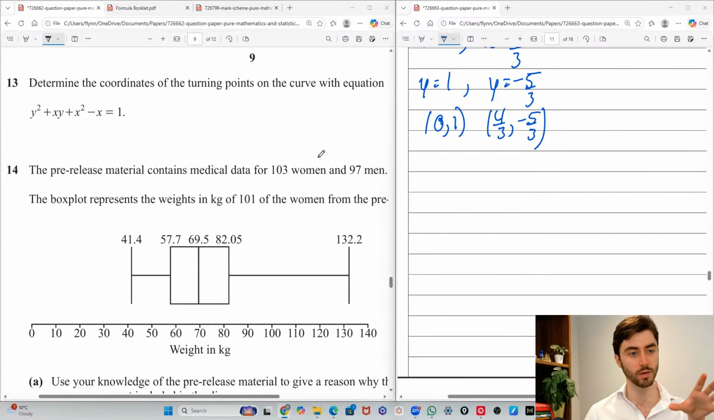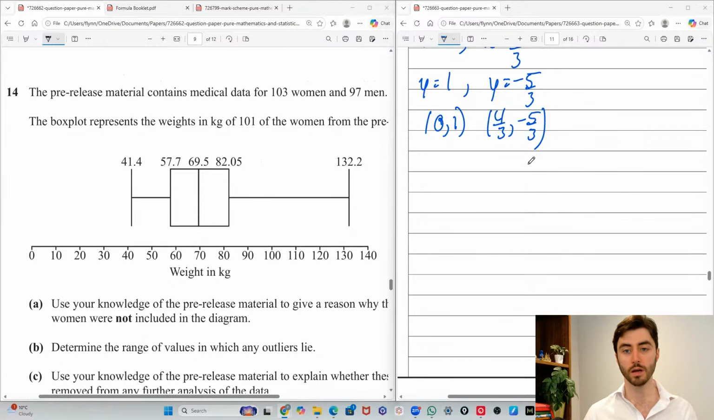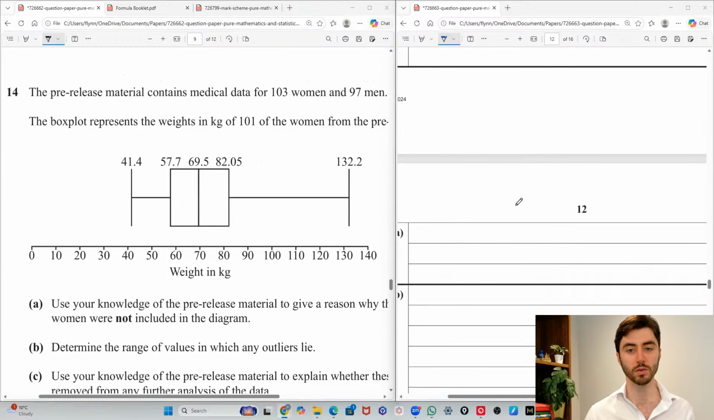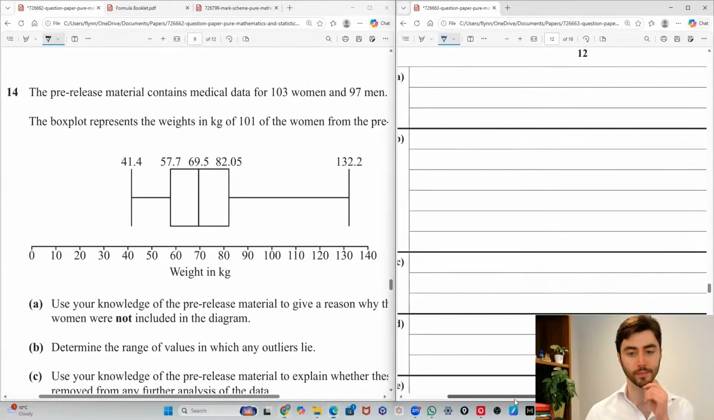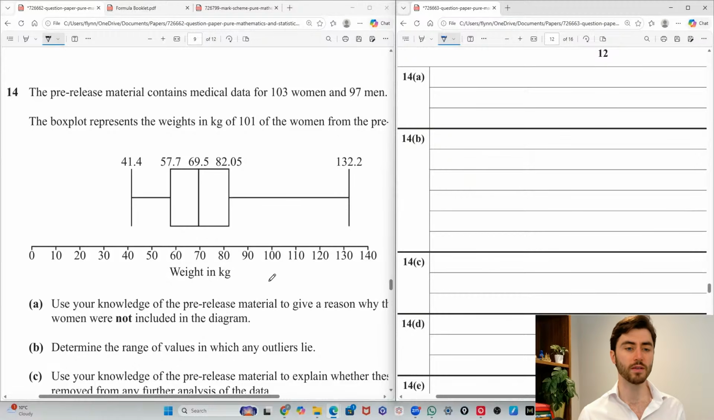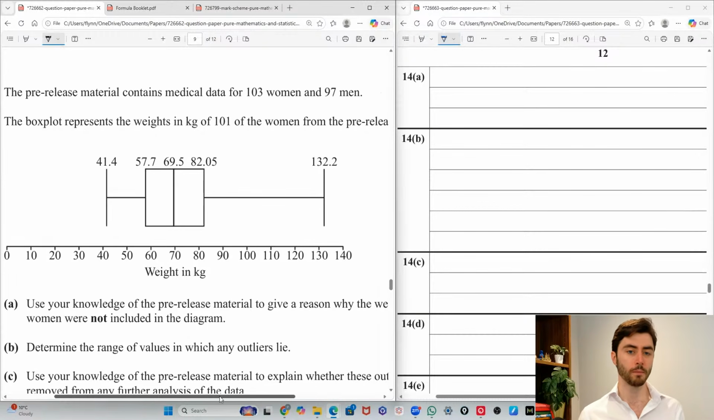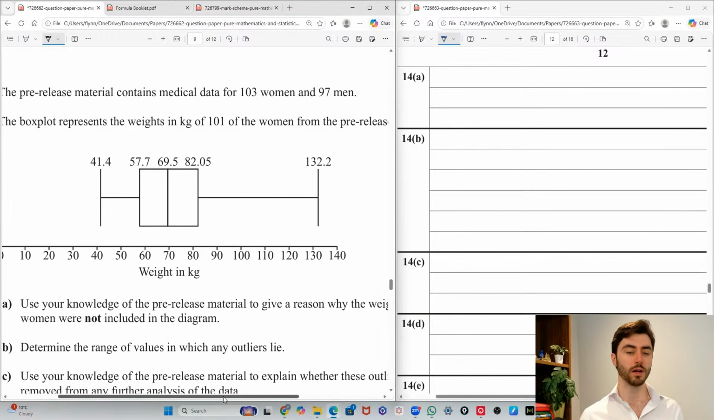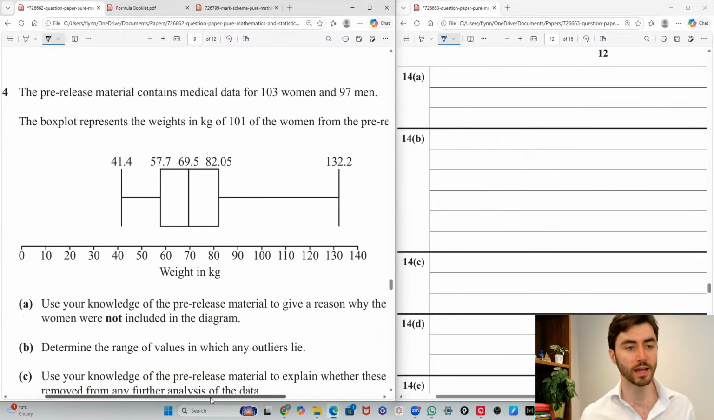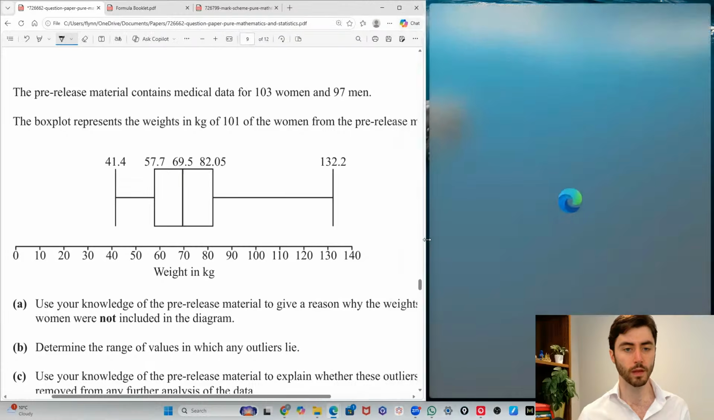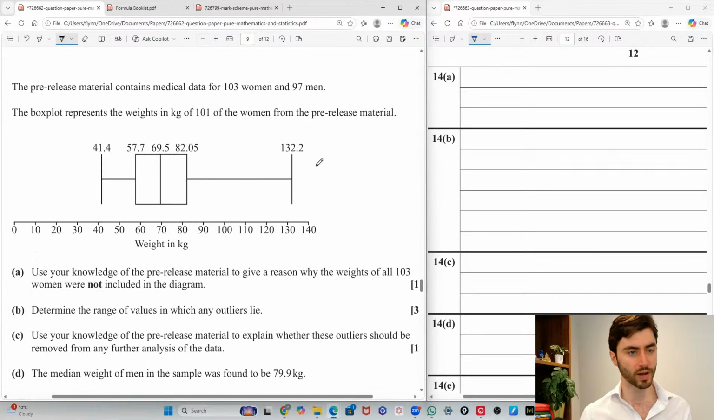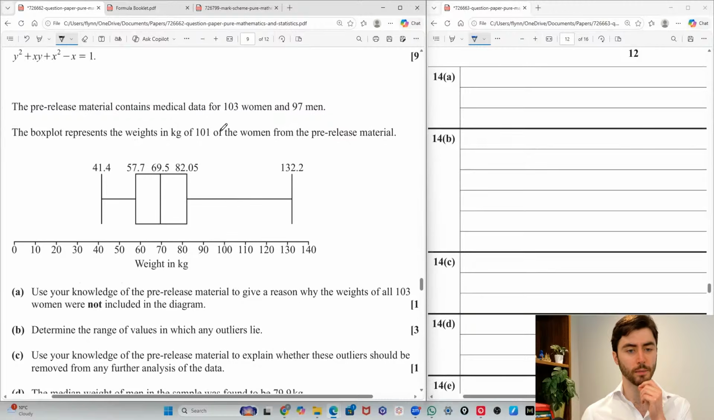Okay, now going to 14. So we have a box plot, medical data for 103 women and 97 men. Let me zoom out of it so I can see the full question. The weights in kilograms of 101 of the women from the pre-release material. Weird. Why are they excluding the other 2?